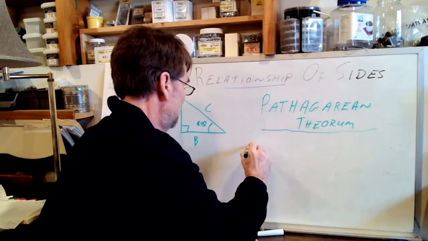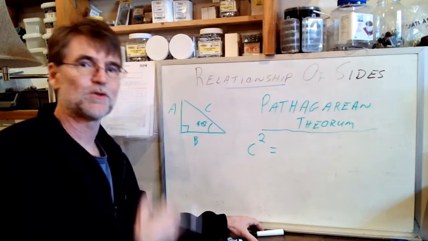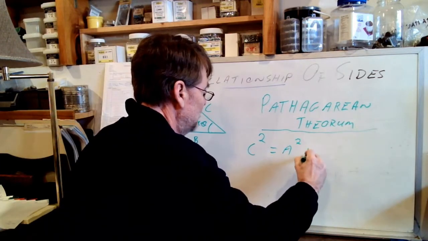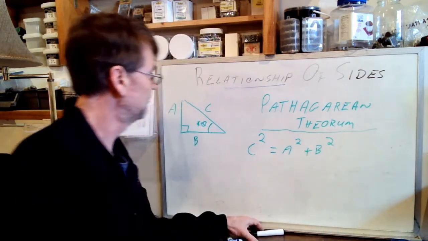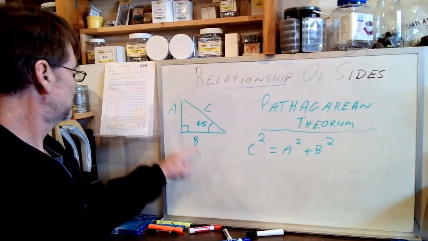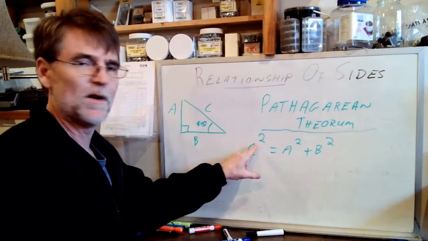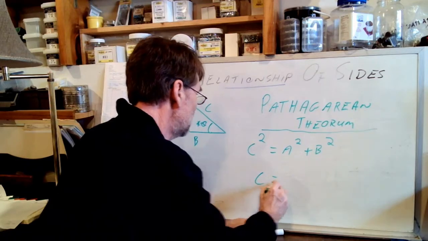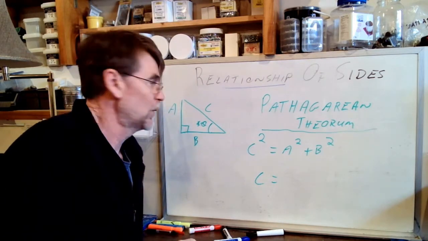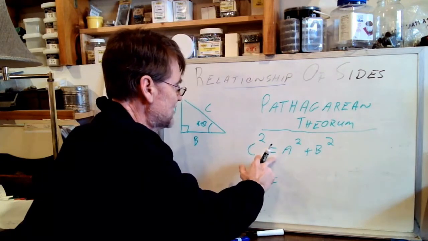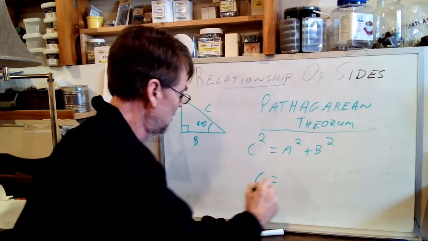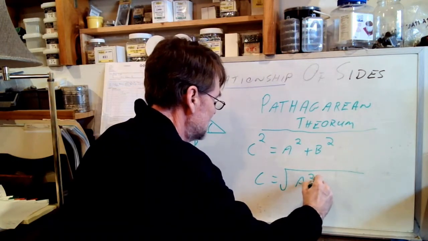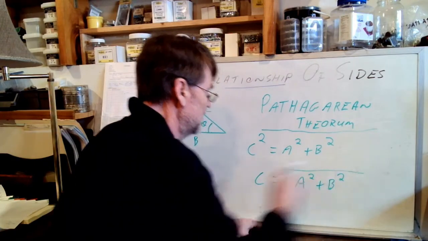Let me tidy this up. Let's go with c squared equals. Okay, so we're trying to find the length of the hypotenuse. C squared equals a squared plus b squared. Okay, but we don't want to solve for c squared. We want to solve for c. So what we need to say is c equals. So what does c equal? Okay, when we move the square across the equal sign, it becomes a square root. And so c equals the square root of a squared plus b squared.